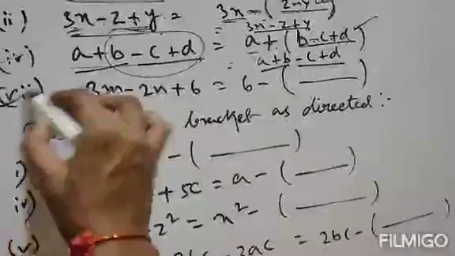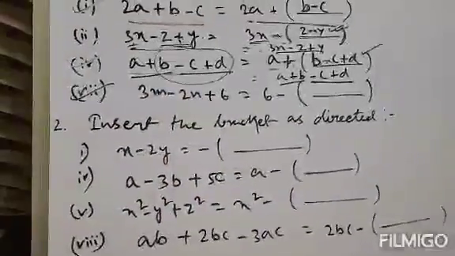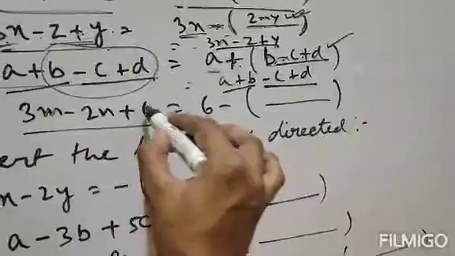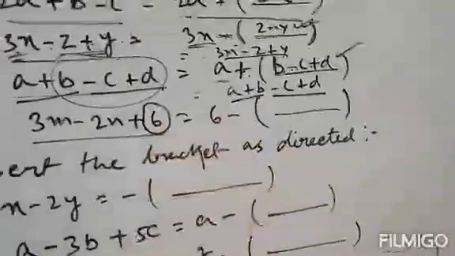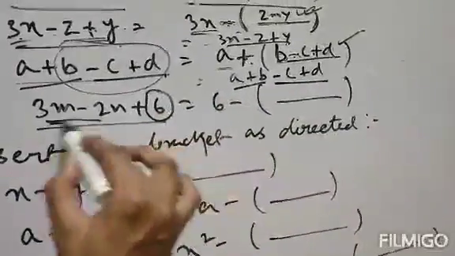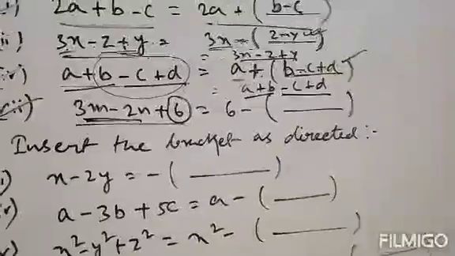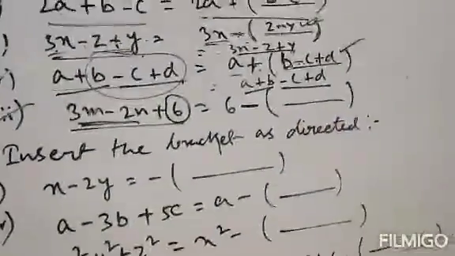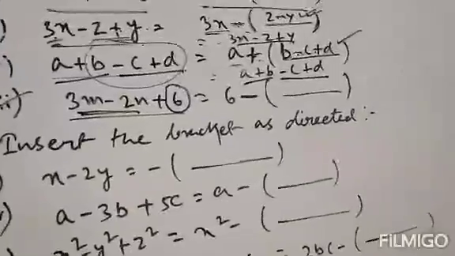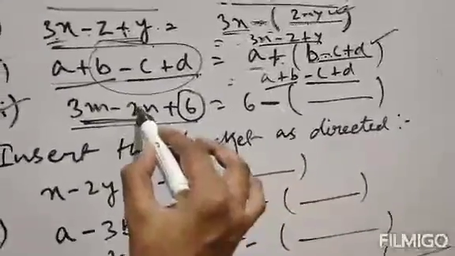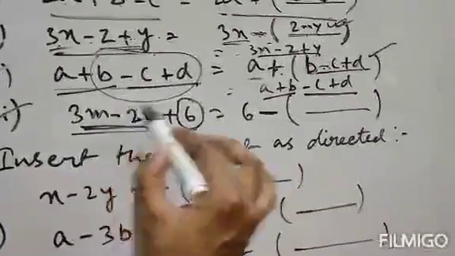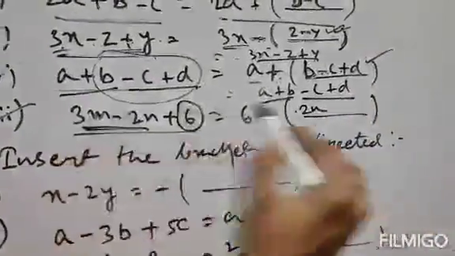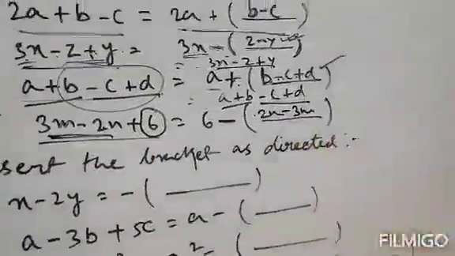Now next, question number 7. See 3m minus 2n plus 6. Here 6 is present, so this term is given. That means 3m minus 2n is missing. Clear? Now see, here is a minus sign. That means the sign will get automatically reversed. Here 2n is minus, therefore in this case 2n will be plus. Here 3m is plus, so here 3m will be minus. Just do this.